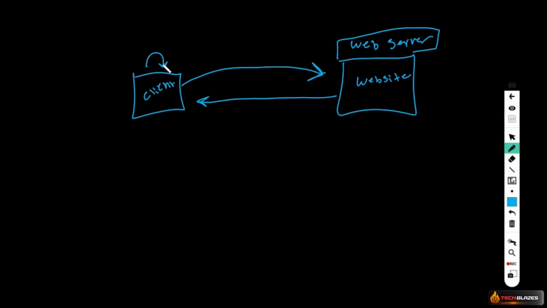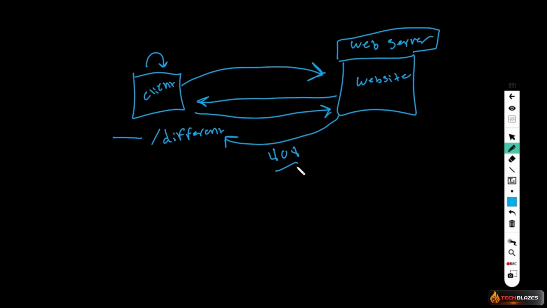So what happens if the client puts in a path directly? Well, for us, the path is /different. So there's our domain right here, and then there's /different. So basically, the client is making a request for /different to the web server, and the web server doesn't understand that request because it doesn't understand the React router. So what's going to happen is the website is going to return a 404, meaning that it couldn't find the path that you were looking for.